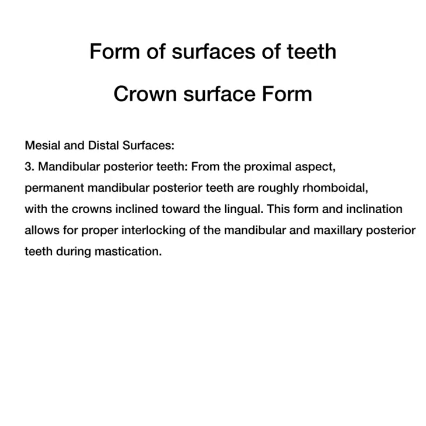Crown surface form from the mesial and distal surfaces. Third, mandibular posterior teeth. From the proximal aspect, permanent mandibular posterior teeth are roughly rhomboidal, with the crowns inclined toward the lingual. These forms and inclinations allow for proper interlocking of the mandibular and maxillary posterior teeth during mastication.